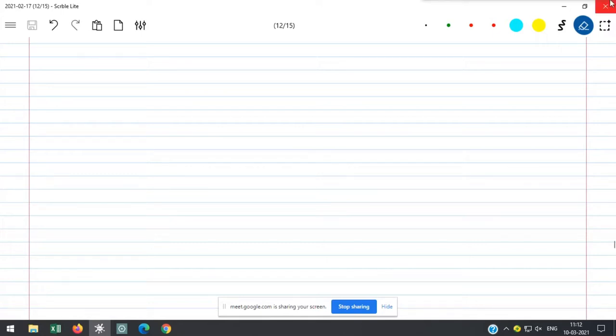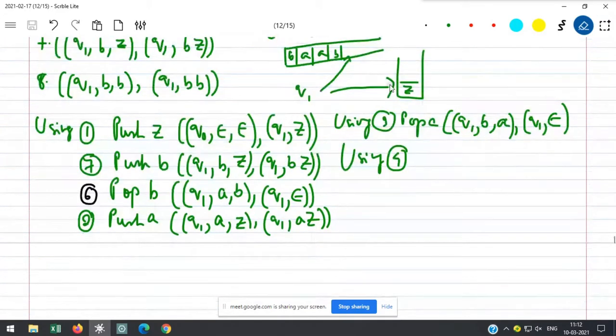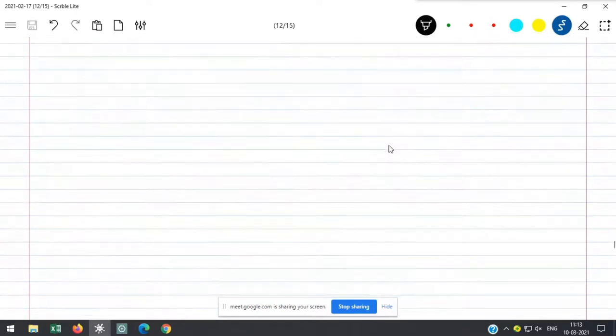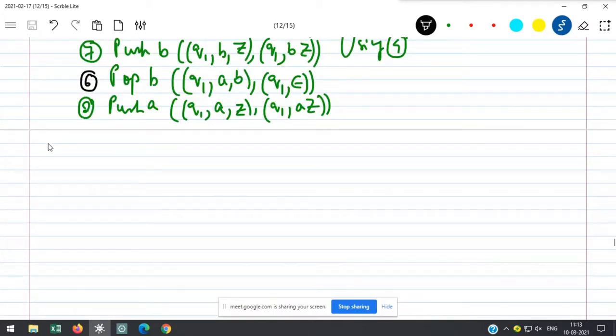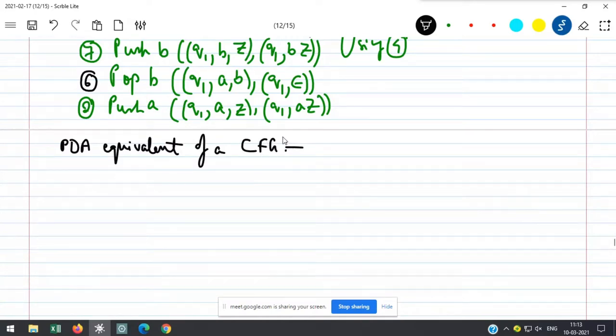So today, what we're going to see is today's topic: we are going to construct a pushdown automata equivalent of a CFG. This is today's topic. Okay. So in textbooks and all, you can find the pushdown automata and context-free grammar.